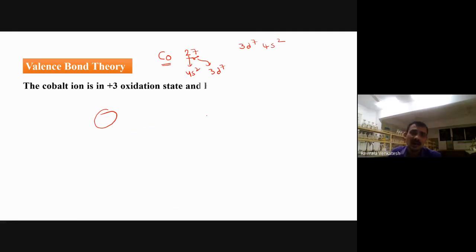Right. So what is the configuration for cobalt plus 3 now? How to make this configuration of cobalt plus 3? So how many electrons we need to remove here? 3 electrons we need to remove. All of you please listen carefully, because this theory is very, very important. After the class, don't ask me what is this plus 3, what is plus 2, what is this ligand. You just carefully listen to this one.